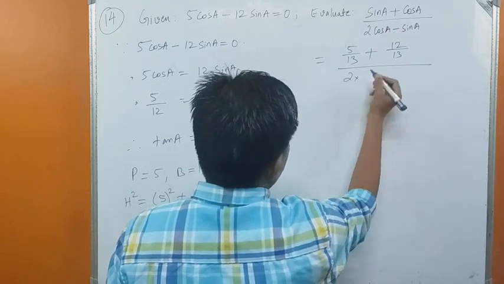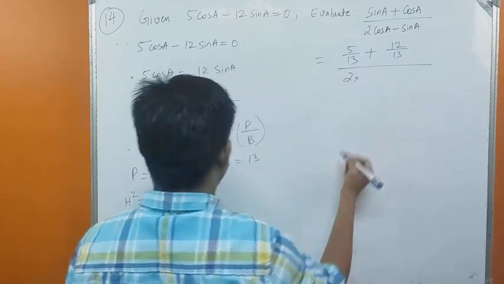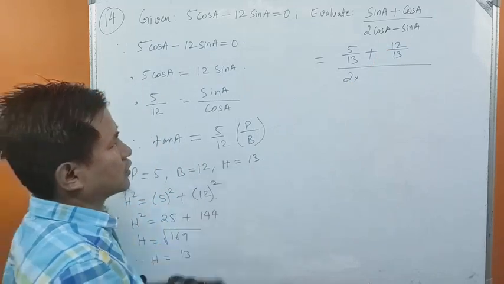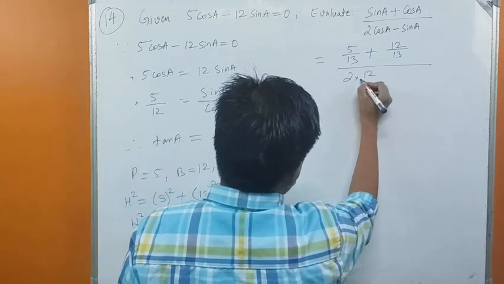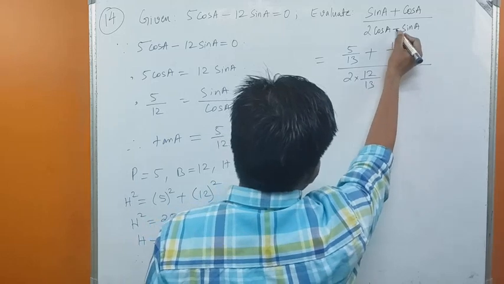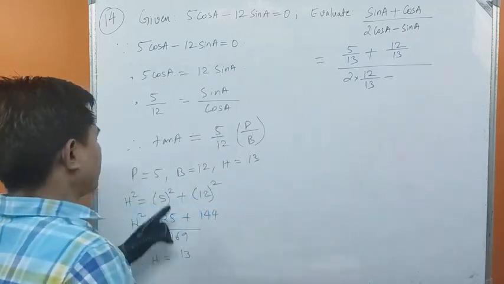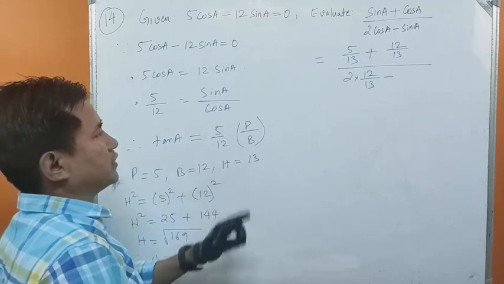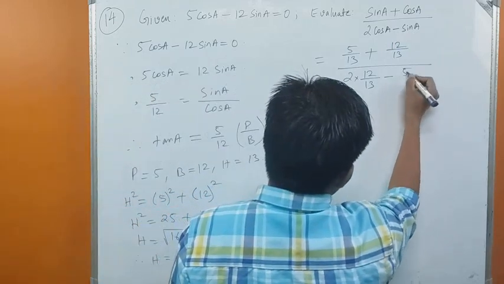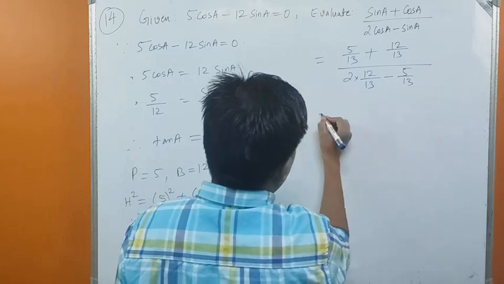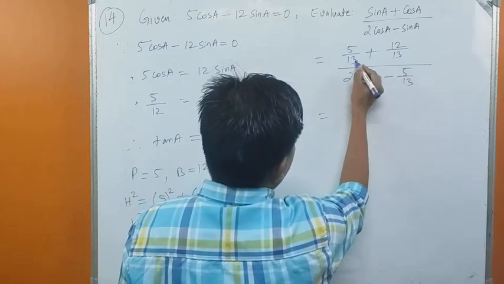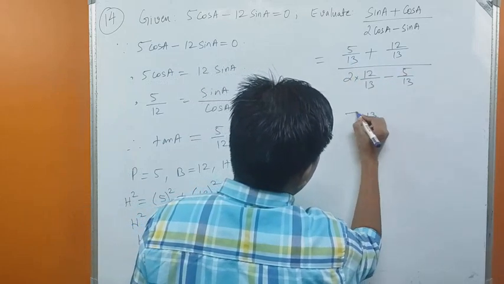2 into cos A means base upon hypotenuse, base is 12, hypotenuse 13. 12 upon 13 minus, this minus we write here, sin A. Some people say perpendicular upon hypotenuse, perpendicular is 5, hypotenuse is 13. 5 upon 13, okay? Now we take the LCM of the denominators, 13 and 13. The LCM will be 13.